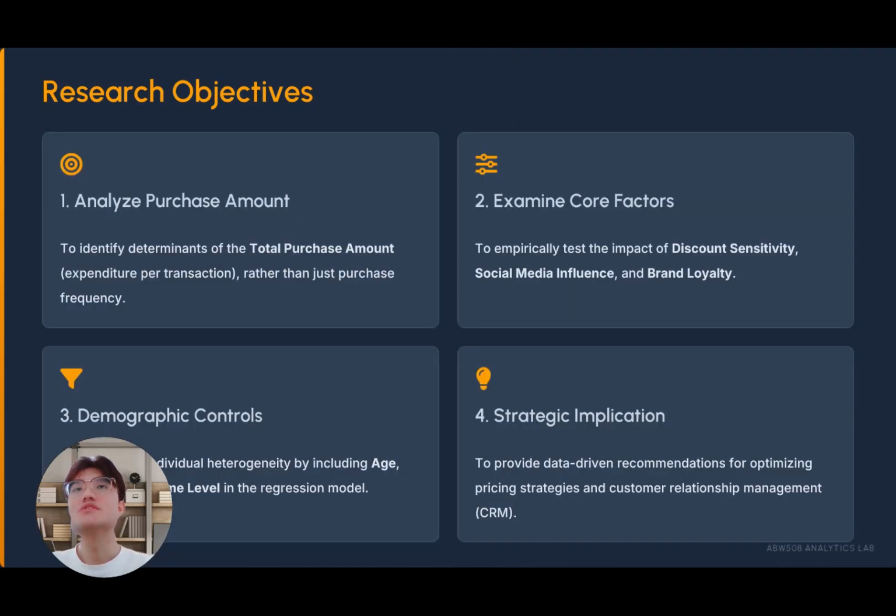Slide 4. Research objectives. The primary objective of this research is to empirically analyze specific dimensions. First, discount factors. Do promotions actually drive higher spending? Second, social media. How does digital influence translate to currency? Third, brand loyalty. Does loving a brand mean spending more per visit? And finally, demographics. Do age, gender, or income play a deciding role?